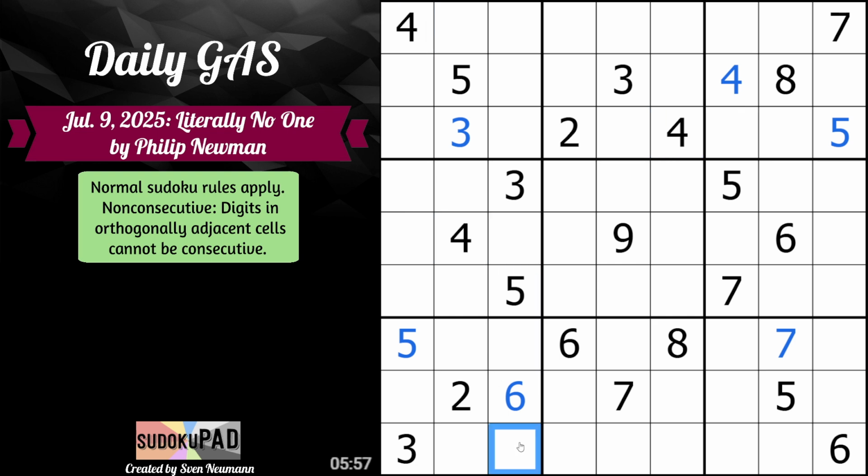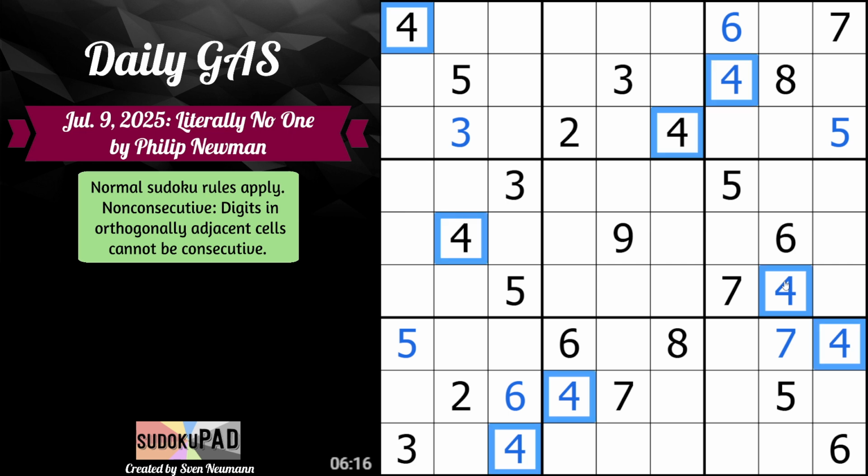I guess 4 can't go next to 5. We've had that since we had the 6. 6 can't go next to 5, so 6 goes here. So then 4 here gives us 4 in one of these two cells. Oh, no, actually we know 5, so 4 gets placed here. That gives us 4 here. We get 4 here, and that gives us 4 here.